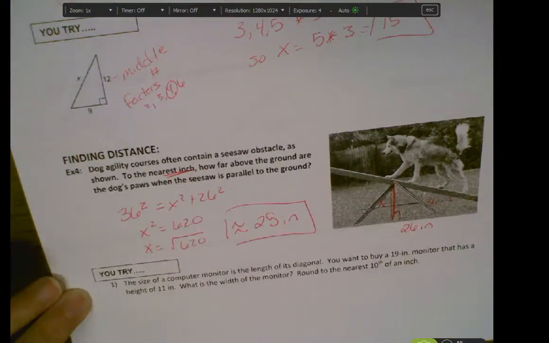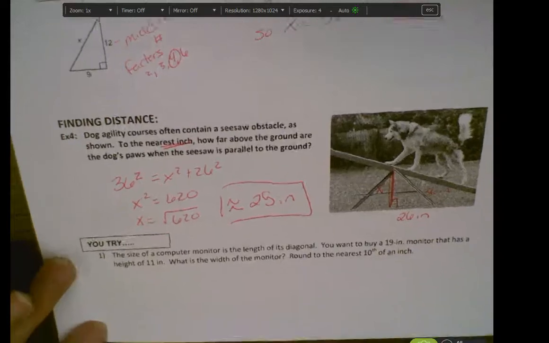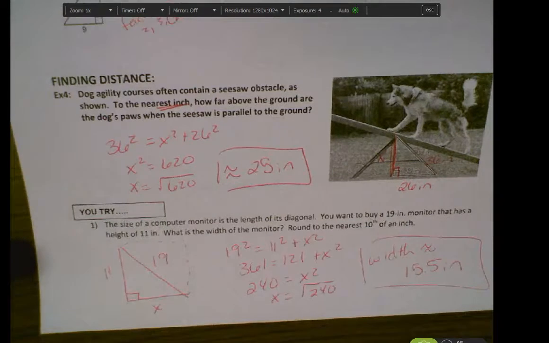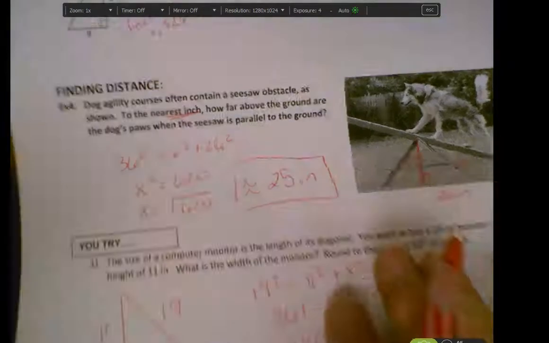There is a practice problem below. You can pause your computer and go ahead and try that one, and then check your answer by starting play. Okay, as you can see, I actually sketched a figure so that it gave me a better idea of how I need to set up my equation, and you should find that your width is approximately 15.5 inches wide. If you did not find that, then go ahead and pause the video, look through the math, and find out what went wrong.